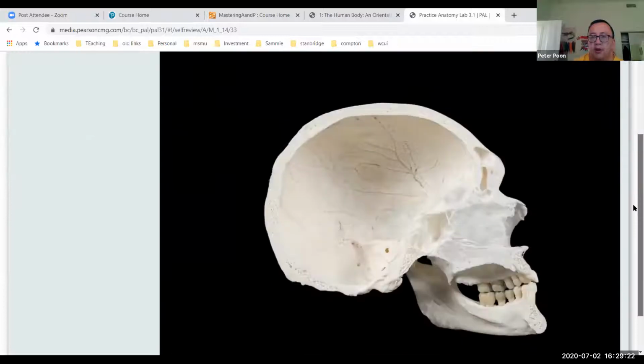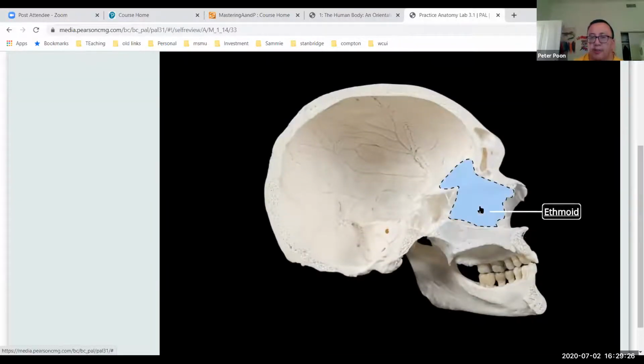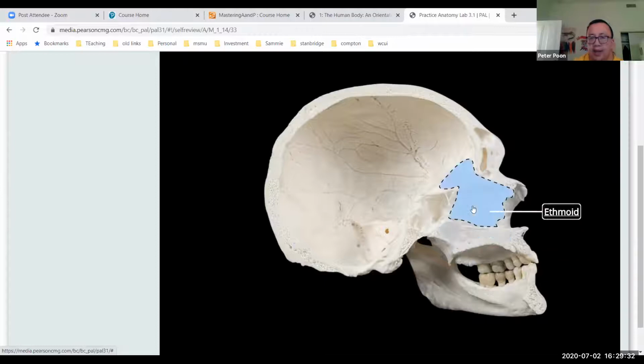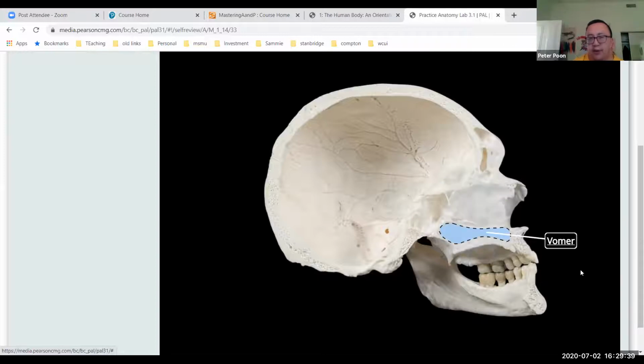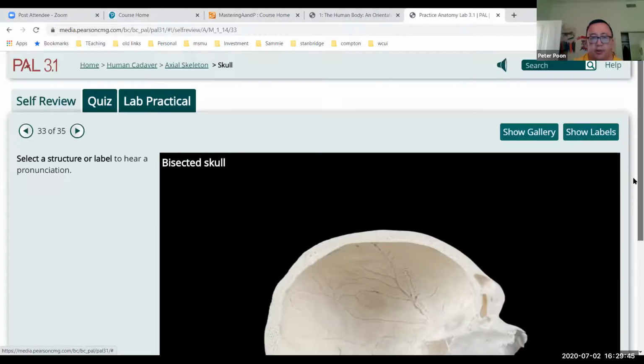Bisected skull. So here you can see the vomer. The ethmoid. This is not a great cut of the vomer. The vomer is usually slightly bigger, but it's just the way it's cut. Let's see if there's a better picture.